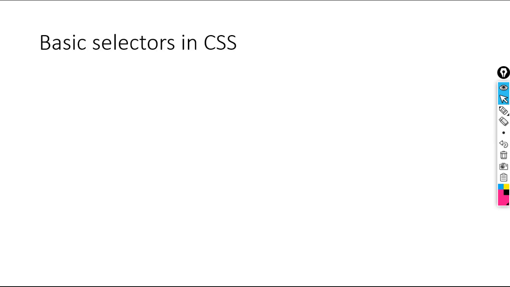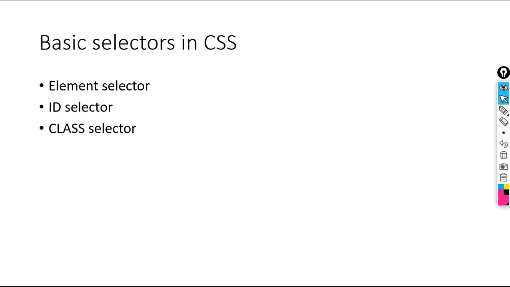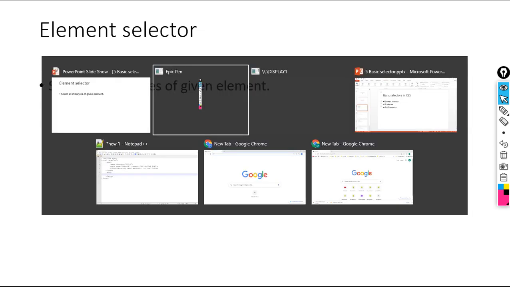Basic selectors in CSS. What are the basic selectors in CSS? Element selector, ID selector, and we have class selector. So let's understand one by one. First, element selector. It selects all instances of a given element. Let's understand element selector with a practical example.